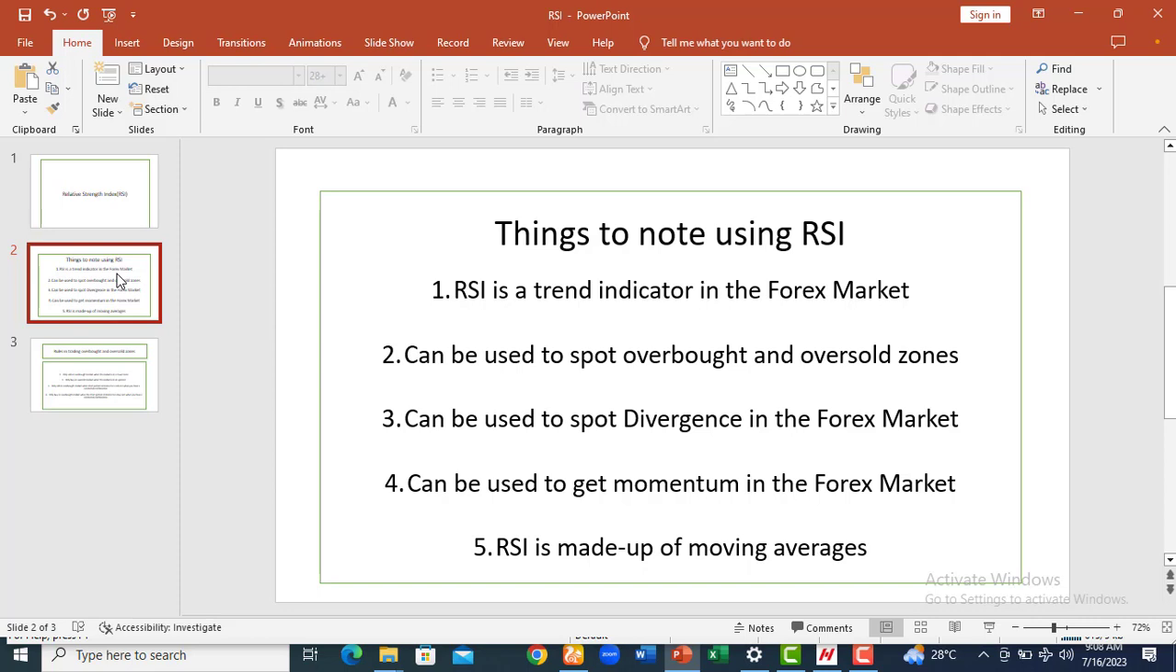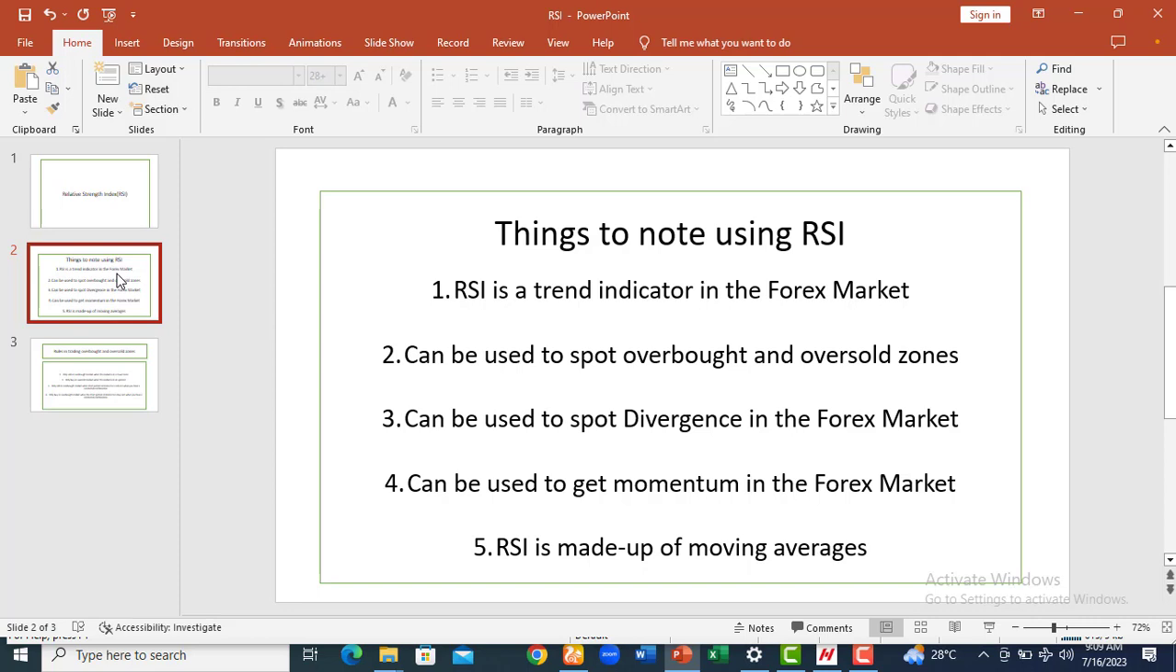So what does overbought mean, and what does oversold mean? You see a market that is buying. It gets to a point they say this particular market is overbought. So how do you know that this market is overbought? When a market is overbought, by default you think of shorting the market or selling the market. And when a market is oversold, by default you think of buying the market. So RSI can be used to spot overbought and oversold zones at ease without stressing yourself.